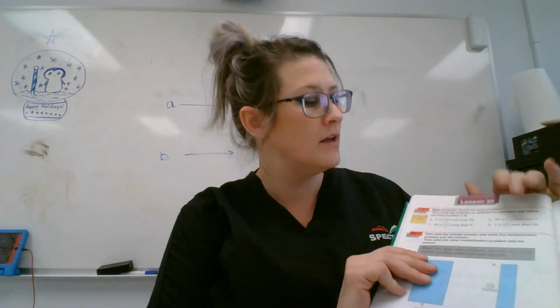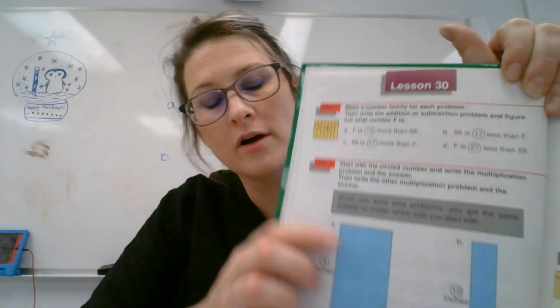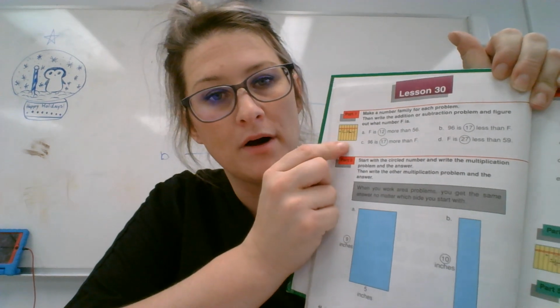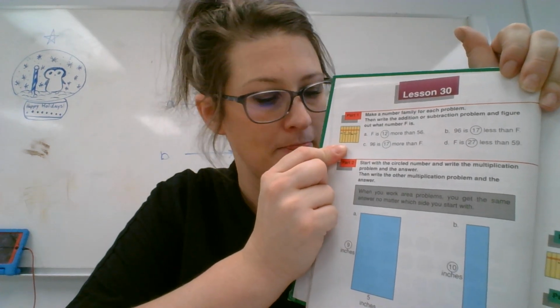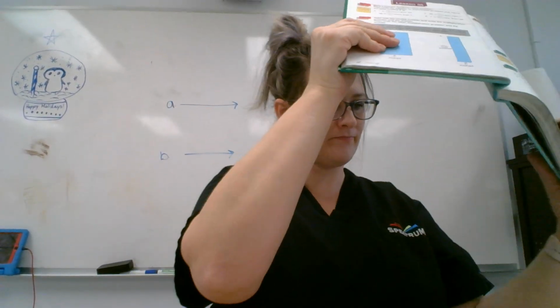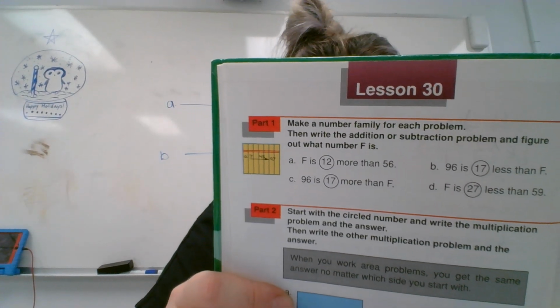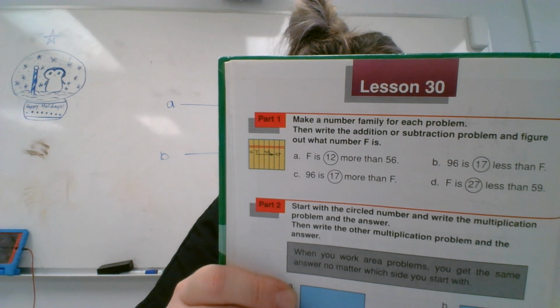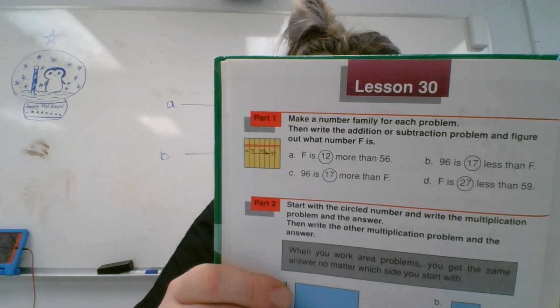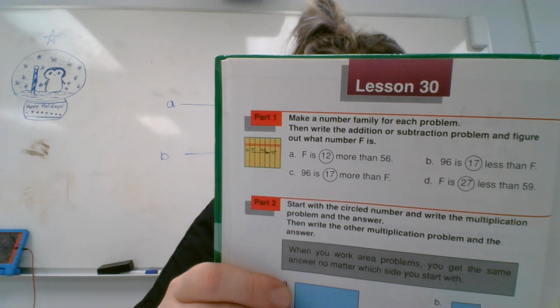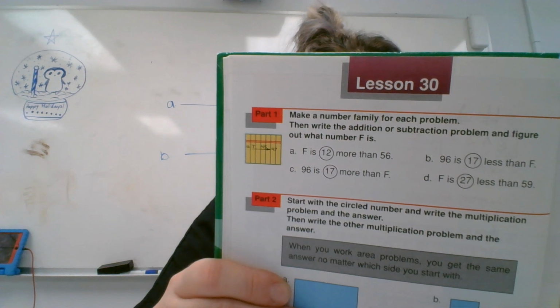Moving right along. We're starting in our textbook today. We're going to be on part 1 here. These are our word problems. Each problem tells about 2 numbers and a letter. One of the numbers is circled. You work the problem just like the others you've worked.